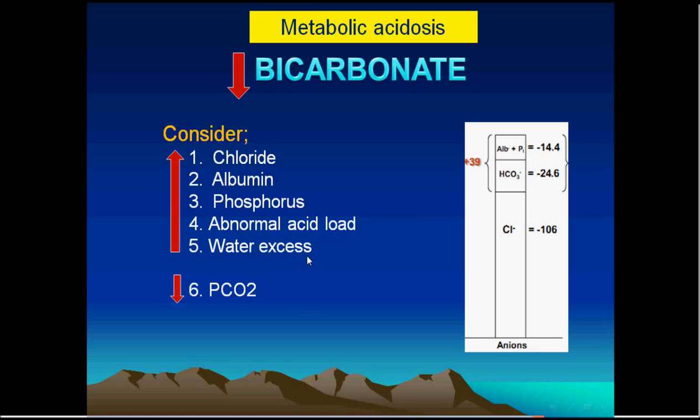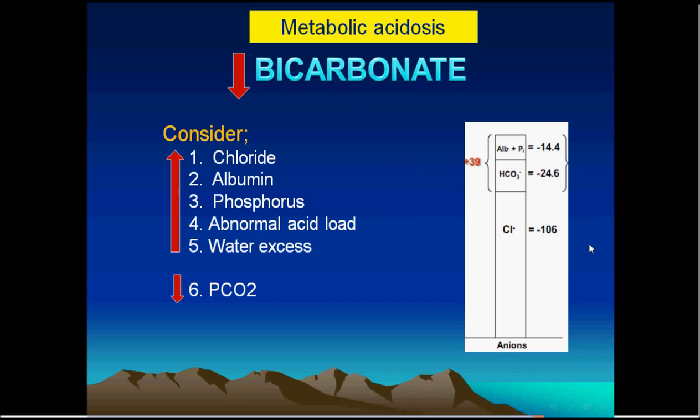The next part, the fifth part, is water excess. In this case, there is some sort of dilution, or there is hemodilution. This is water excess. Hemodilution will lead to a decrease in the bicarbonate, and therefore this will be associated with acidosis. The last part is washout of carbon dioxide. Washout of carbon dioxide is associated with a decrease in the bicarbonate as compensation, in this case, a compensatory metabolic acidosis.